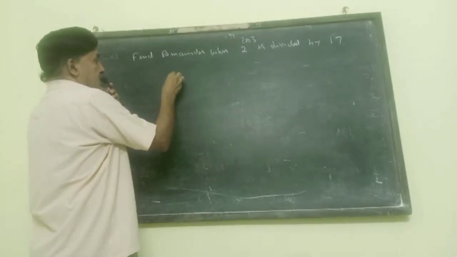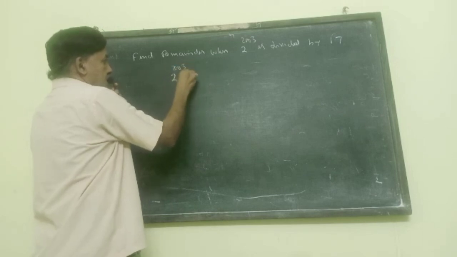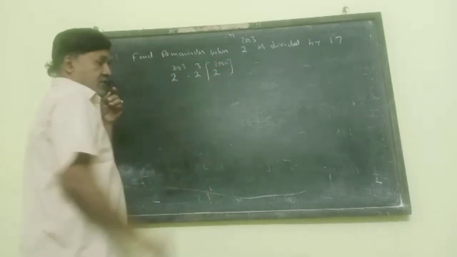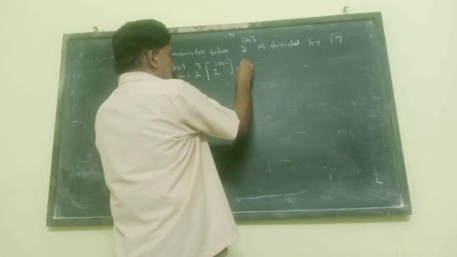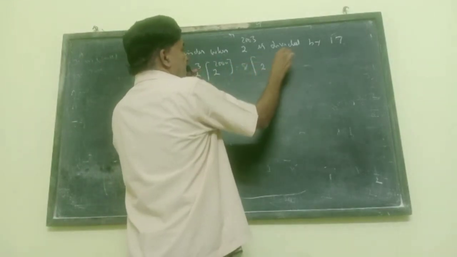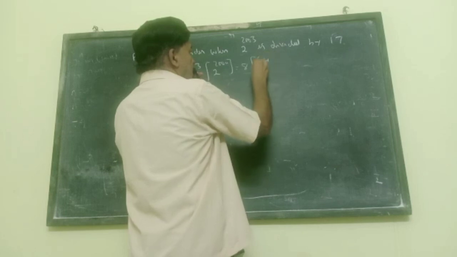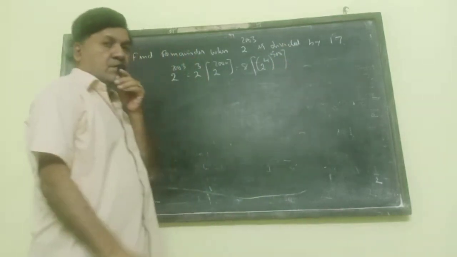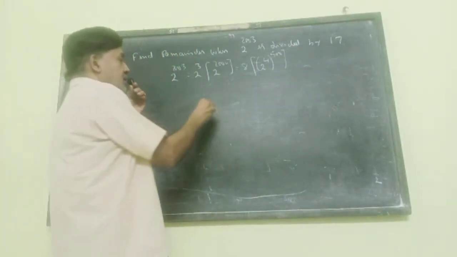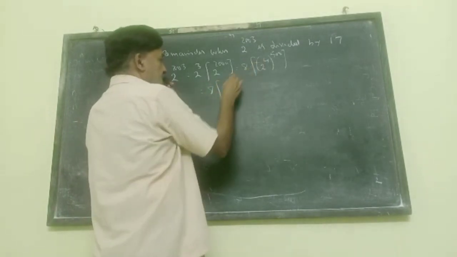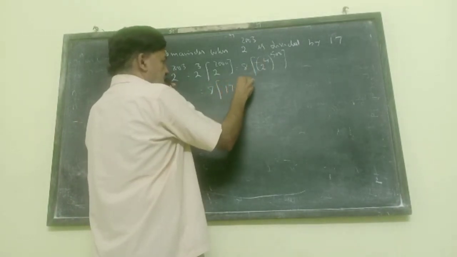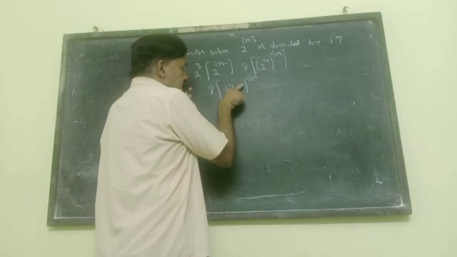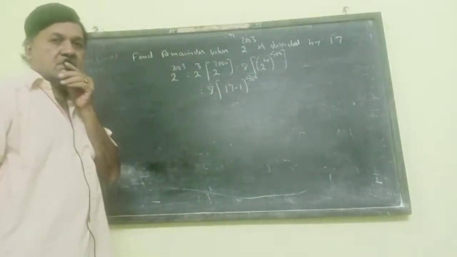We will think like this. 2 power 2003 is equal to 2 cube into 2 power 2000. This is 8 into 2 power 4 whole to the power of 500. 2 power 4 is 16. This is as good as 8 into 17 minus 1 whole power 500. Whenever the minus sign comes, I will see that there is an even power here. That's what I did.